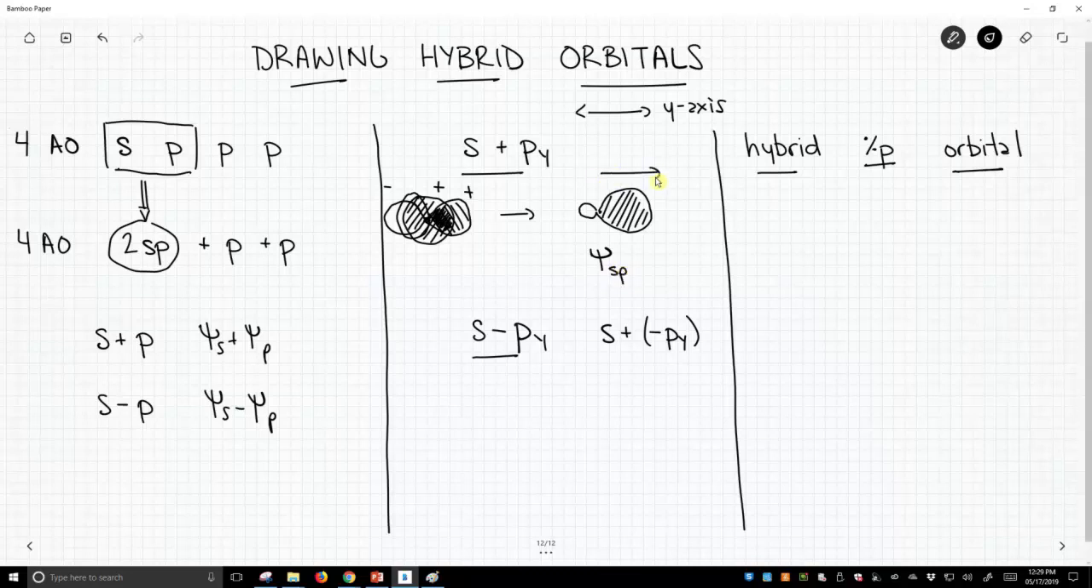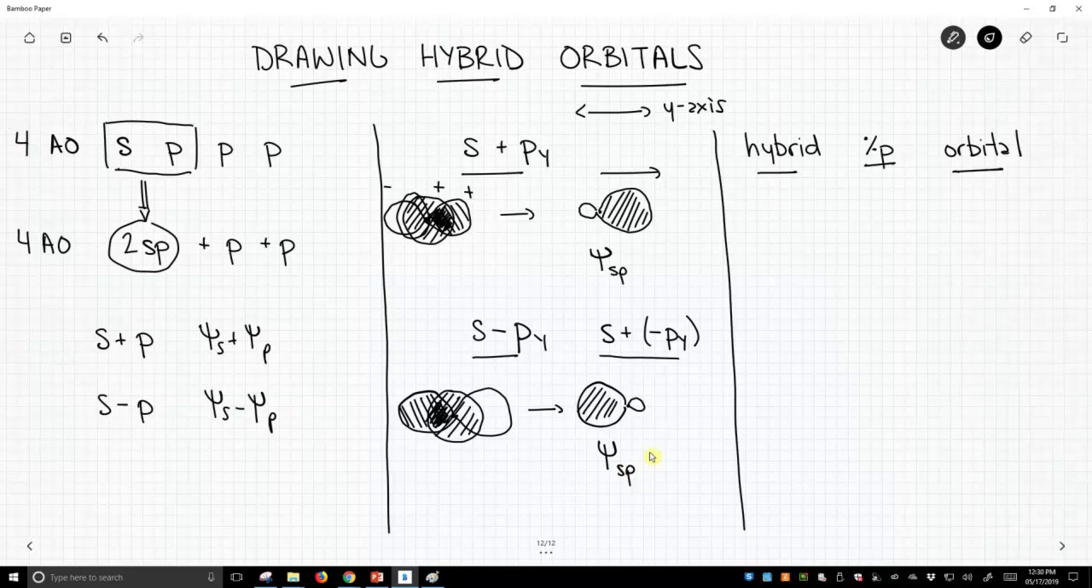Now let's look at s minus py. Well, we've got the s. And again, s minus py is kind of the same as s plus negative of the py. So let's just flip our py. Instead of having the right-hand side shaded, now we'll have the left-hand side shaded. Now when we mix these together, here's our constructive overlap. It's on the other side. And so now the positive end is sticking out on the left, and the negative tail is off on the right. So this is another psi for sp. It's really s minus p, but this is another wave function for another sp hybrid orbital.